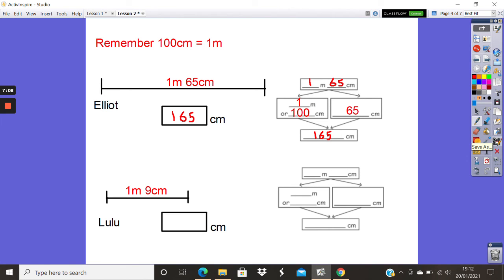And then Lulu's line is 1 metre, 9 centimetres. So again, we're going to put that at the top of our grid. So then 1 metre would be the same as 100 centimetres, with 9 centimetres left over. Okay, so if there's 100 centimetres in 1 metre, converting all of that would be 109 centimetres. So Lulu's line is 109 centimetres long.